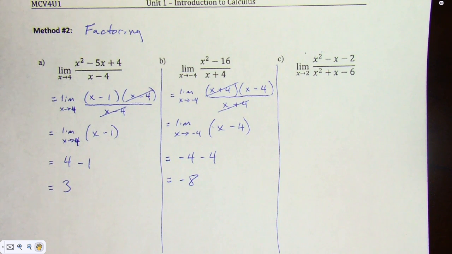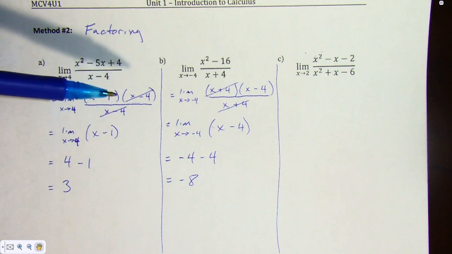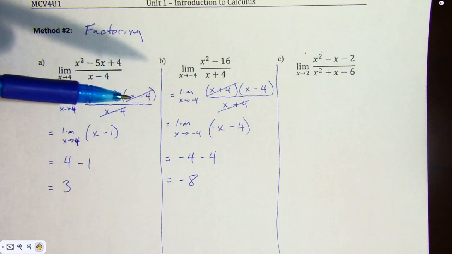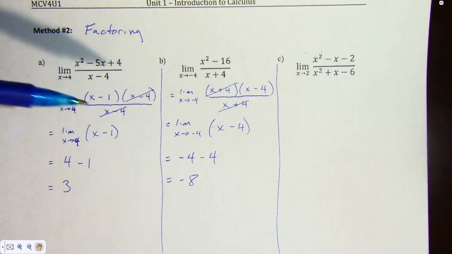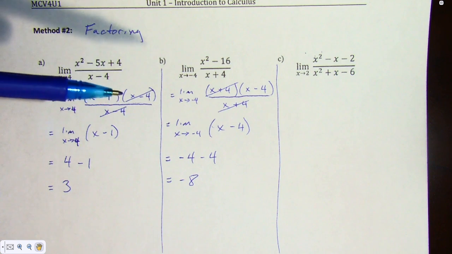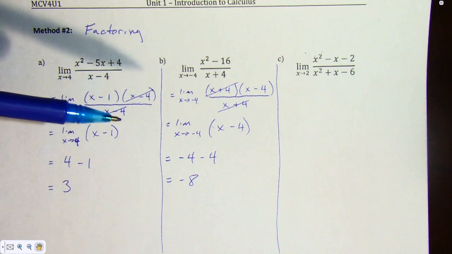Okay, so we go through, and you can see the top. We're looking for two numbers that multiply to positive 4, add to negative 5. So we had negative 1 and negative 4. Okay? So we write it out in factored form there, and you can see that we had an x minus 4 on the top. We had an x minus 4 on the bottom.